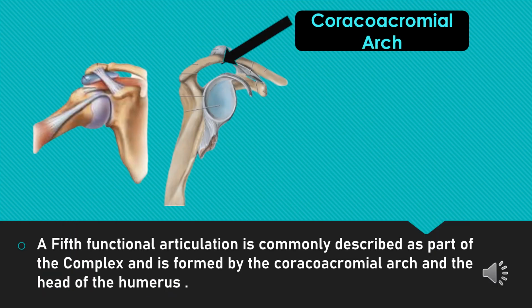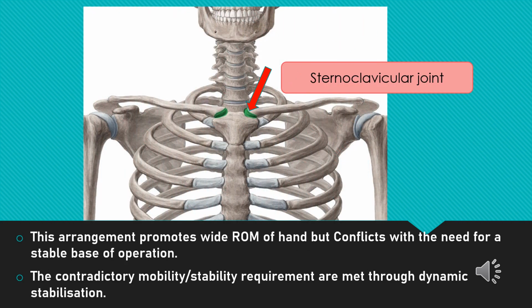So we have a fifth functional articulation, that is also considered a part of the shoulder complex, and it is formed by the coracoacromial arch and the head of the humerus, as you can see in the diagram. The whole shoulder complex is connected to the axial skeleton with the help of the sternoclavicular joint, which gives a large range of motion for the arm movement. But yes, stability of the joint is compromised due to this arrangement, and that is provided by the dynamic stability of the muscles.